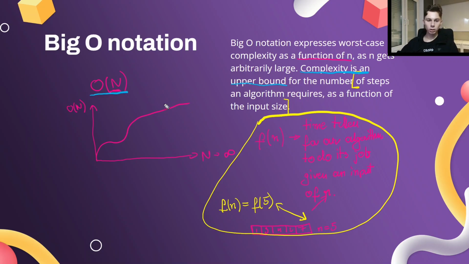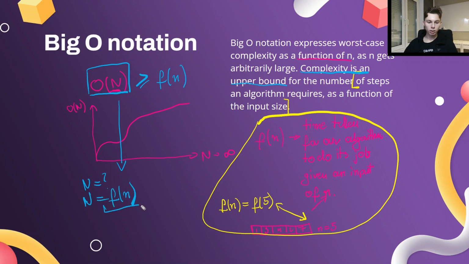Okay, so we need to calculate a function O of n that is always bigger or equal to the output of f of small n. But you may ask yourself, well, what is this big N? What does it mean? Big N is equal to f of n, because we want to calculate the upper bound for this function. So this definition can be written down to a form like this: O of f of small n.